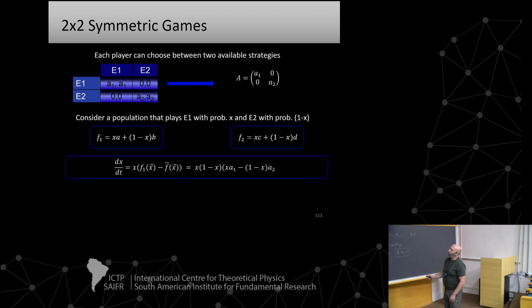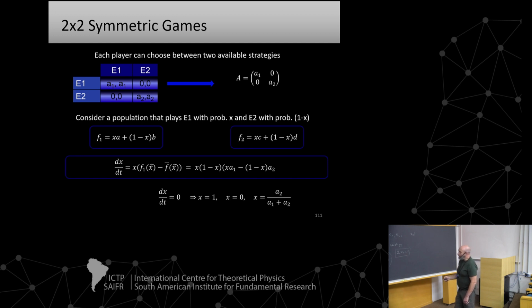Compare this expression here with this expression here. Here I have only 2 parameters, A1 and A2, and here I have 4 parameters. So from the point of view of the analysis I am trying to do, this is much simpler than this one. Okay. So this is the replicator equation for this game.